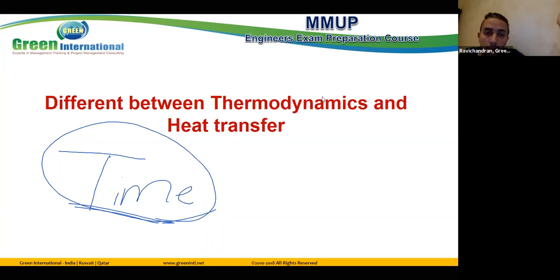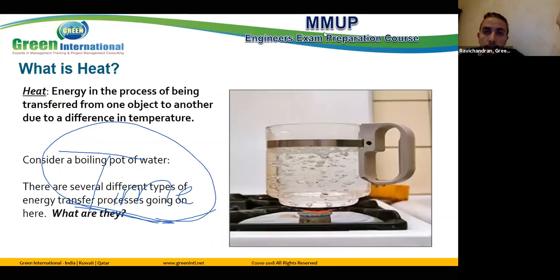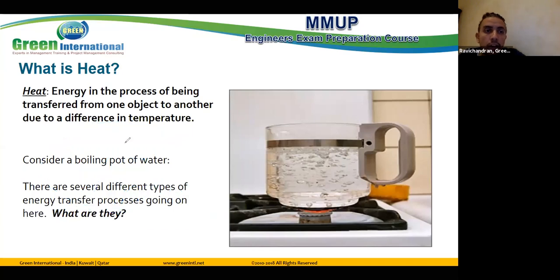Okay, going to next. Let's do this. What is heat? Previously, heat is energy in the process of being transferred from one object to another due to a difference in temperature. I think we discussed this last session.